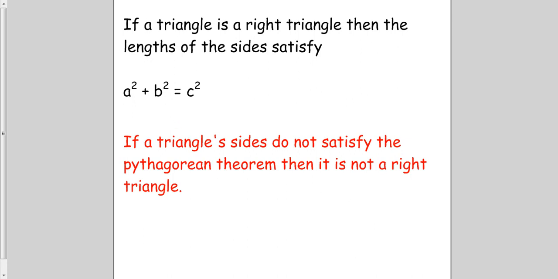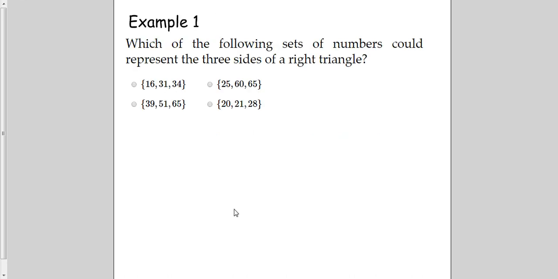So let's apply this to some other types of problems. Here it says, which of the following sets of numbers could represent the three sides of a right triangle? So we're going to have to check which one of these sets of numbers satisfies the Pythagorean theorem. So let's start with choice A. I'm going to call this choice A, this will be choice B, this will be choice C, and this will be choice D.